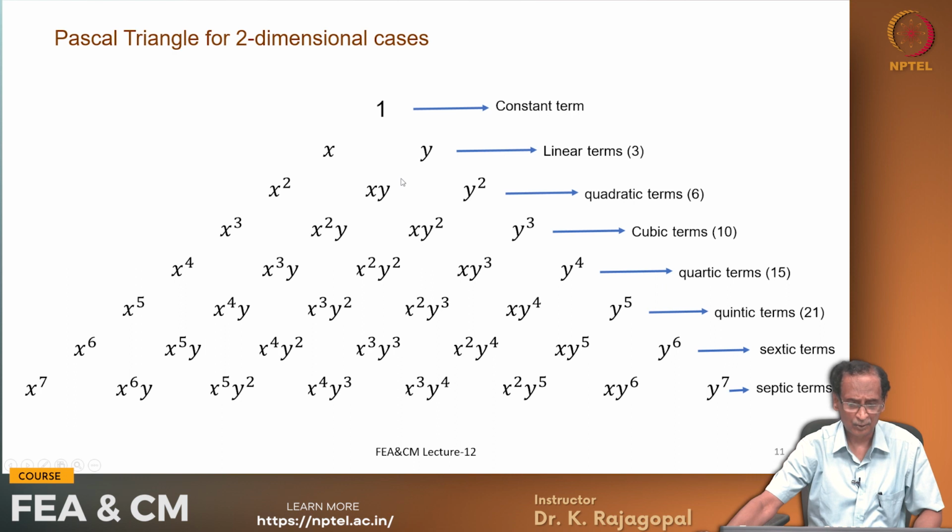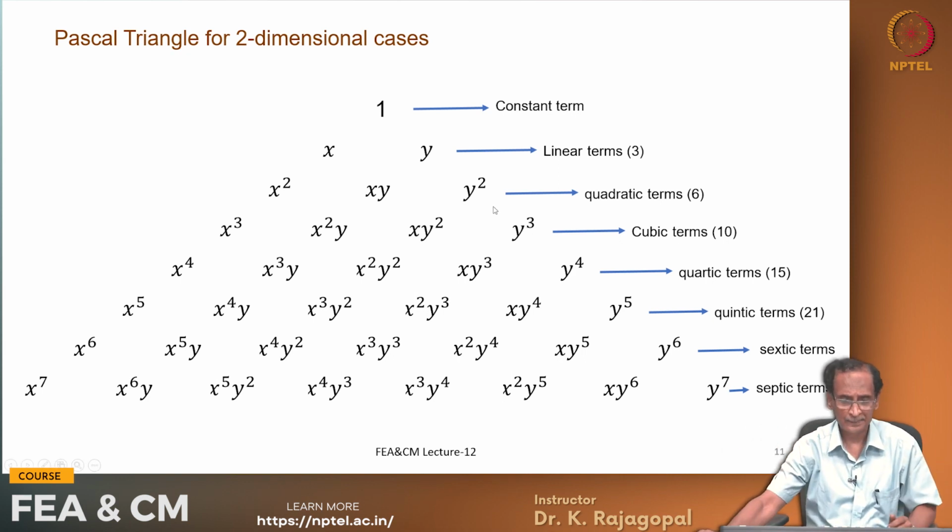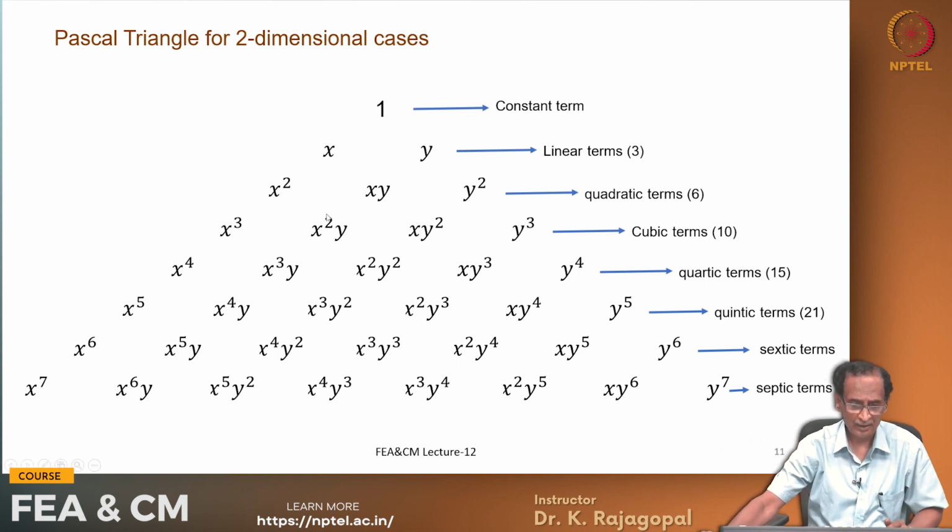So, when you have an 8 node quadrilateral, we have this constant term 1, and then the linear terms x and y, and then the quadratic terms x square, xy and y square. So, these are 6 terms, and we need 2 more terms, and we can include either x cube and y cube, so that we have the spatial symmetry, or x square y and xy square.